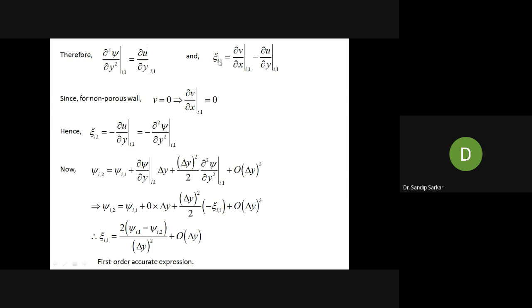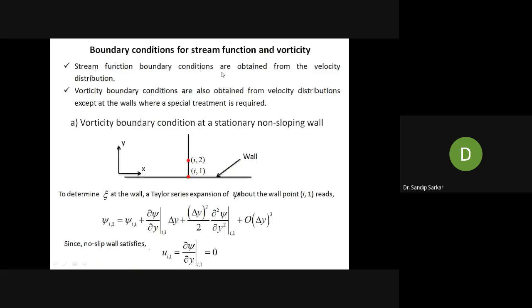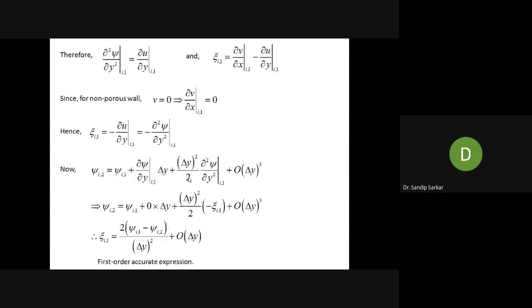Now zeta is the vorticity at point I1. So that is our primary objective. What will be the vorticity value at point I1? Because at the wall the stream function values are known. So what is the vorticity value at the wall at I1? Zeta I1 is nothing but del v del x at I1 minus del u del y at I1. This is the definition of zeta, which we have already discussed, at point I1.